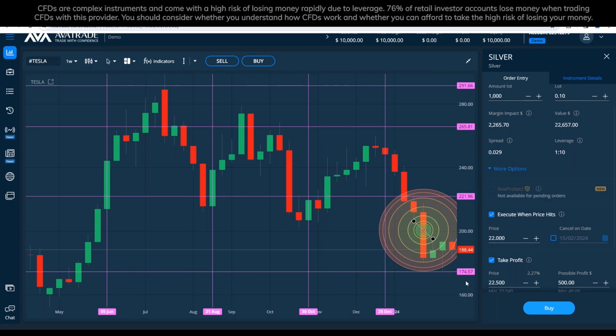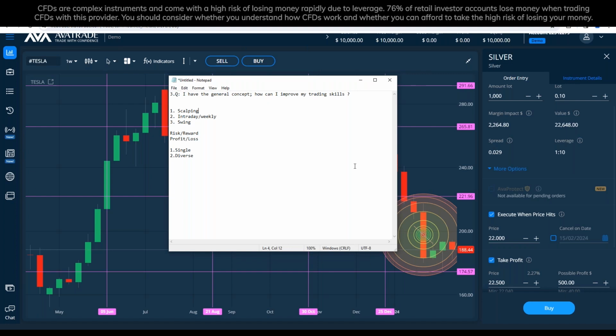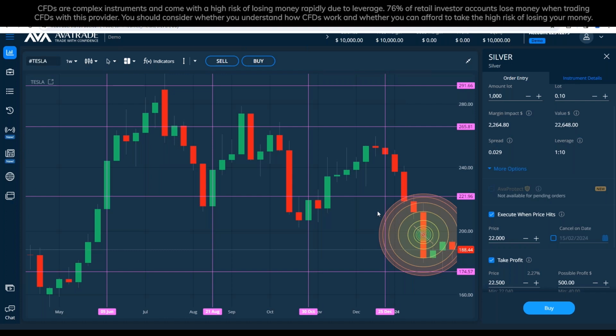And we are now looking at, let me get it a little smaller. Can we do it? It's messing around with us. Never mind. So we are looking at a picture here. You definitely don't need to know what I did for the time being. We're just going to cover the question here: I have the general concept, how can I improve my trading skills? I'm just explaining. There is no need to know, but just to put on the table.